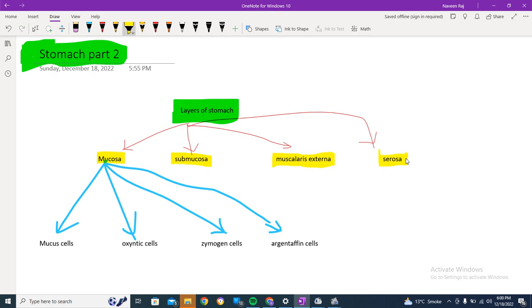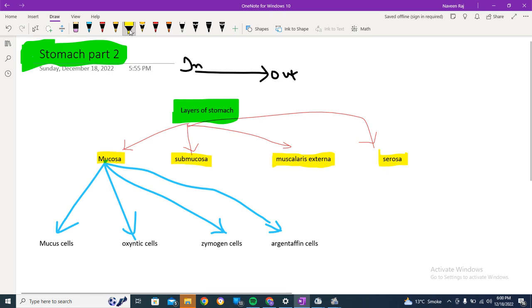Like we have got four layers, and I would like to mention here, we are moving in this direction. This is outward, and this is in. So in, we have got the mucosa. Innermost is the mucosa, then the submucosa, then the muscularis externa, then the serosa, and the serosa is outermost.